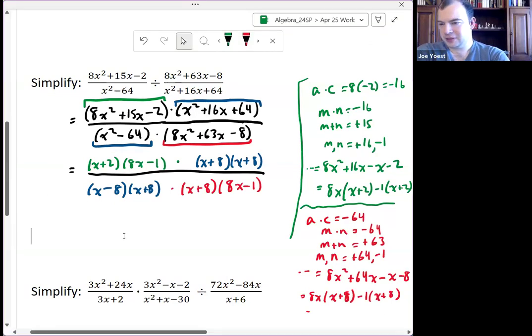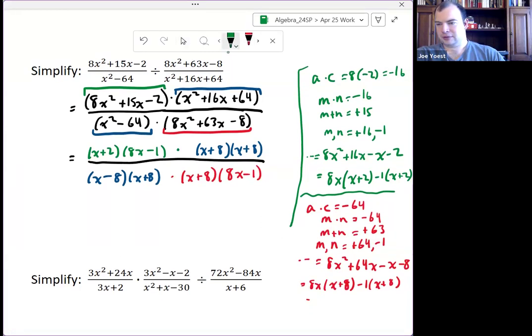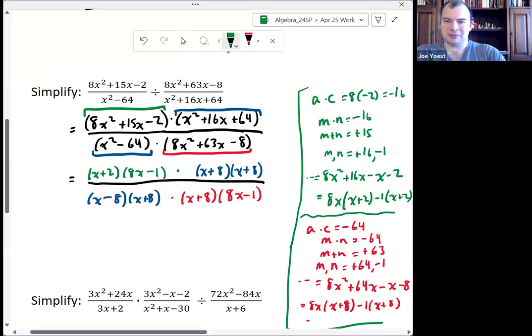Okay, it's been about 5 minutes. So for this problem, the first thing that we do is we invert and multiply in our second fraction. And then we know that multiplying two rational expressions together, we multiply the numerators, multiply the denominators. So we get 8x squared plus 15x minus 2 times, after we invert, the numerator is going to be x squared plus 16x plus 64. And then our overall denominator is going to be x squared minus 64.